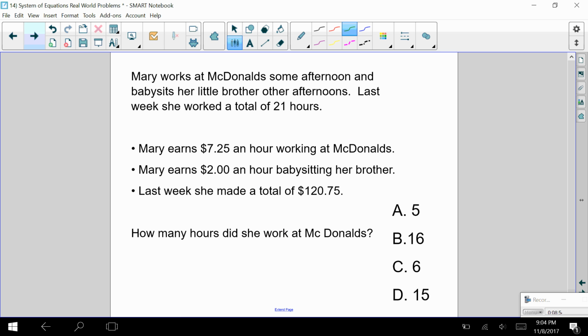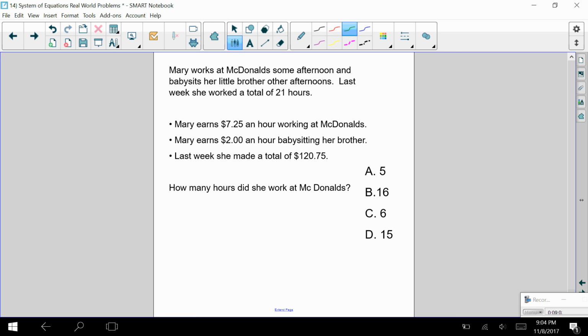Let's try one more. Please hit pause and actually try this one on your own. Actually, let me help you set it up a little bit, and then I want you to try it on your own. We're looking at two unknowns. In this case, it is how many hours did she work at McDonald's? And my other unknown is the number of hours she babysits. All right, I've helped you get it started. Go ahead, fill in your answers, use your information, and hit pause, and then come back.